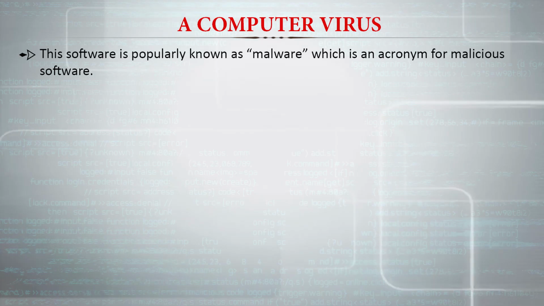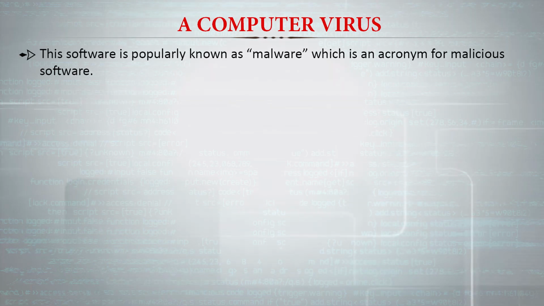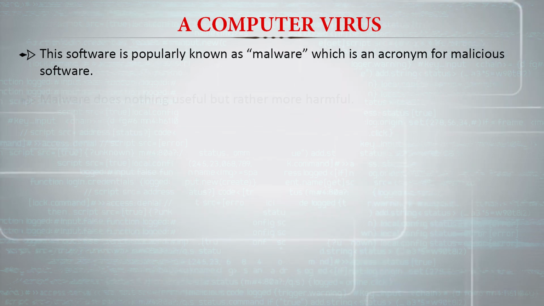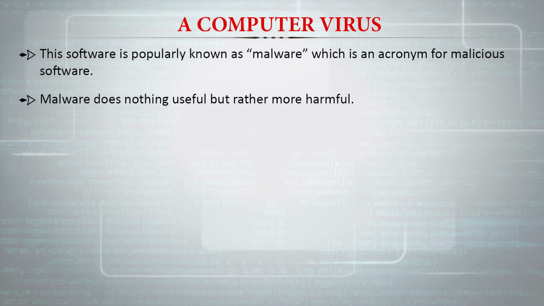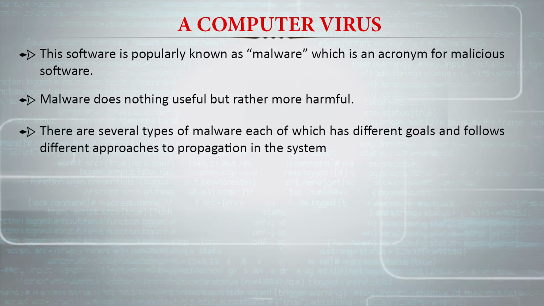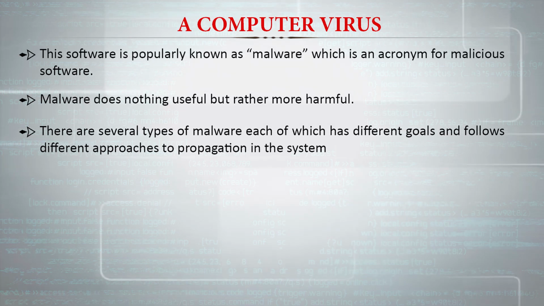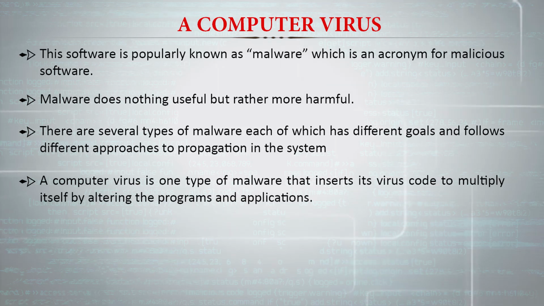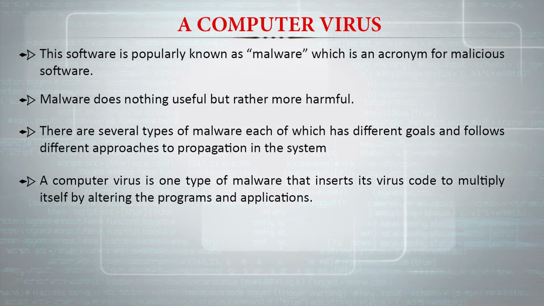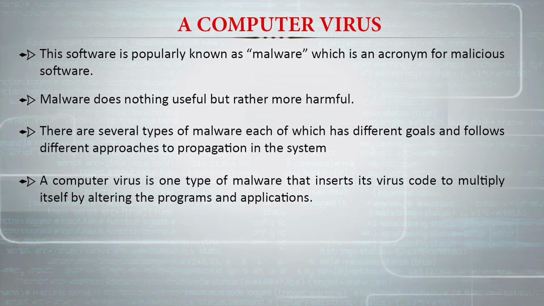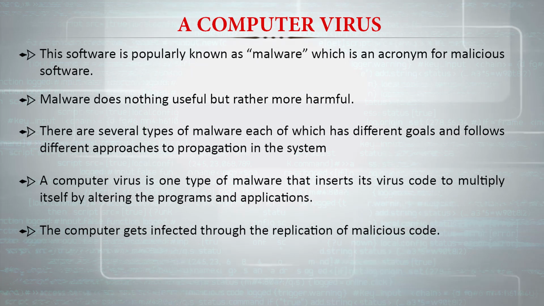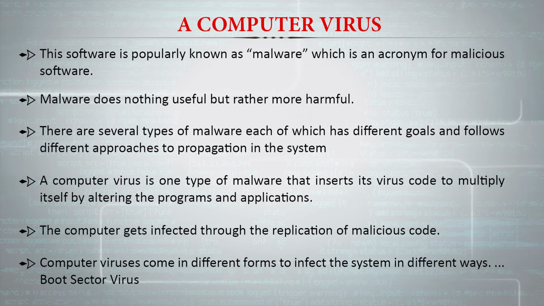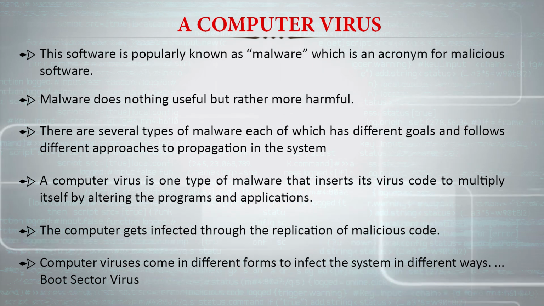Malicious software is popularly known as malware, which is an acronym for malicious software. This point has been emphasized earlier. Malware does nothing useful but rather more harmful. There are several types of malware, each of which has different goals and follows different approaches to propagation in these systems. A computer virus is one type of malware that inserts its virus code to multiply itself by altering programs and applications. The computer gets infected through the replication of malicious code. Computer viruses come in different forms to infect the system in different ways.